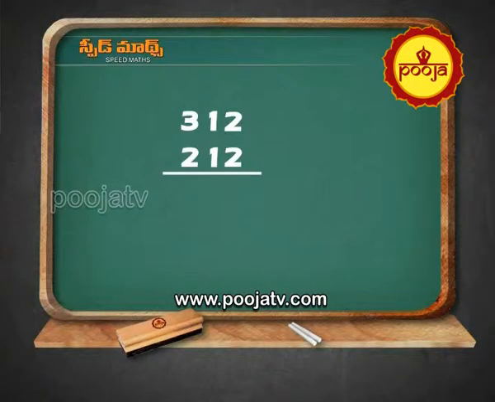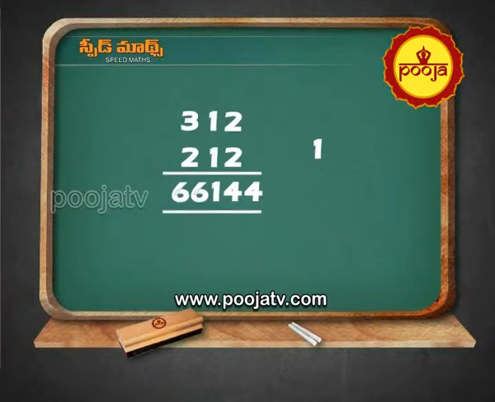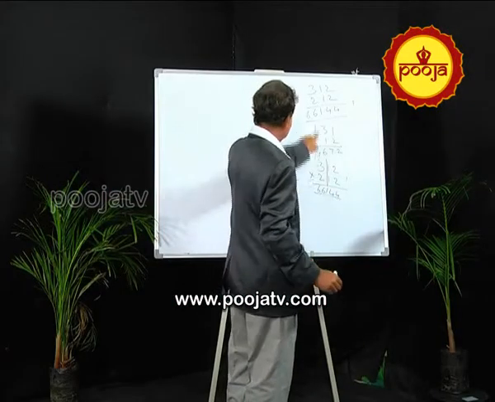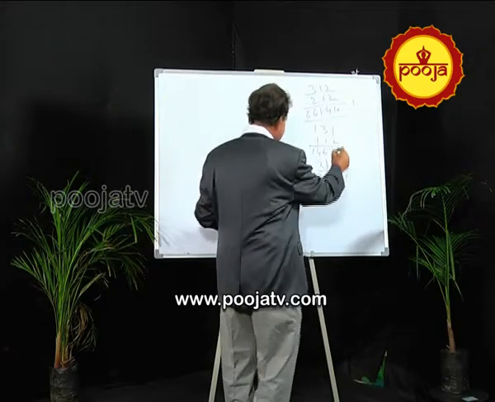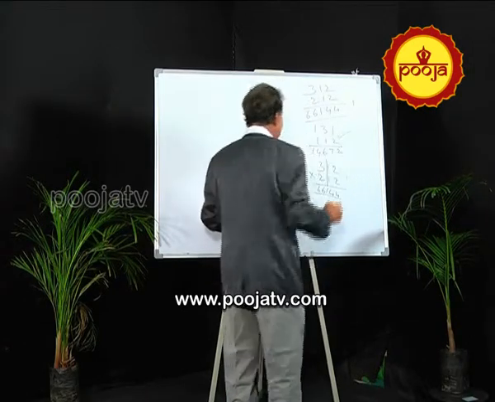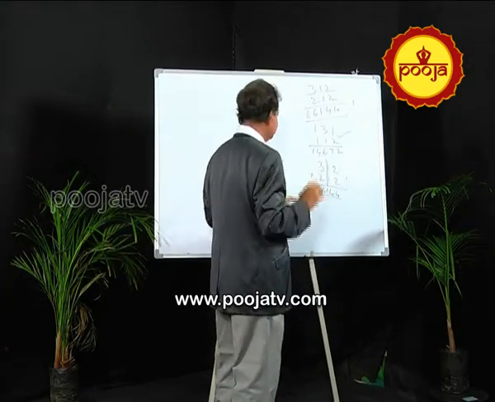See, 2 twos are 4, 2 into 1 is 2, 1 into 2 is 2. So 4. Next all the 3: 3 twos are 6, 2 twos are 4, 6 plus 4 is 10, 10 plus 1 into 1 is 11, 1 here, 1 outside. Next last 2: 3 into 1 is 3, 2 into 1 is 2, 5, plus 1 is 6. Next 3 twos are 6. So 6, 6, 144, 6, 6, 114. So this crisscross method can be applied for any 3 digits into 3 digits.